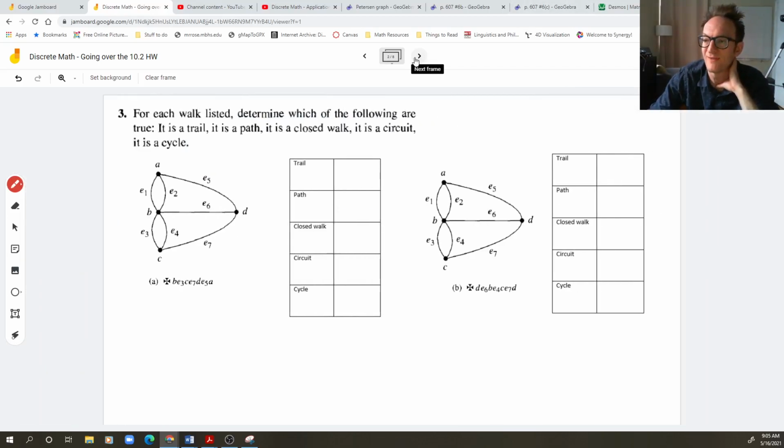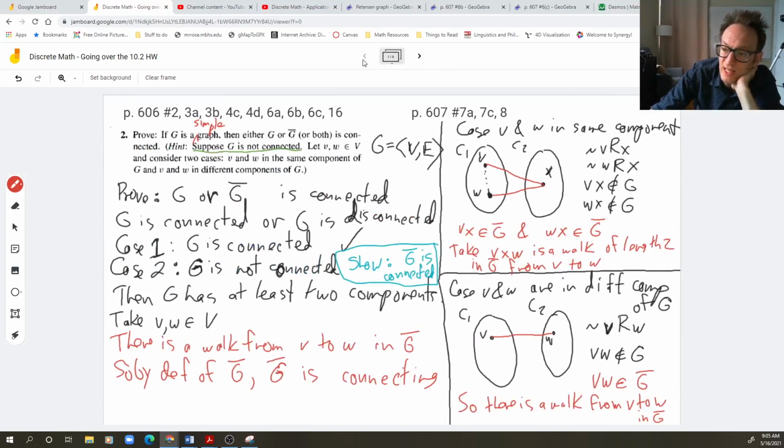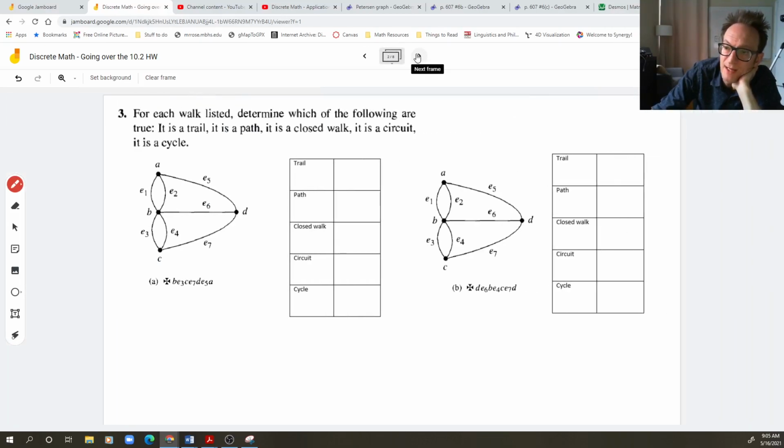Let's go a lot faster now if we somehow can. Hopefully I think that's clear. All right, next, the rest of these problems are just do-it problems, although that doesn't mean they're necessarily easy. This is just pure vocab. They say, I gave you a bunch of walks, so just get all this straight in your mind. Trail, path, closed walk, and so on.